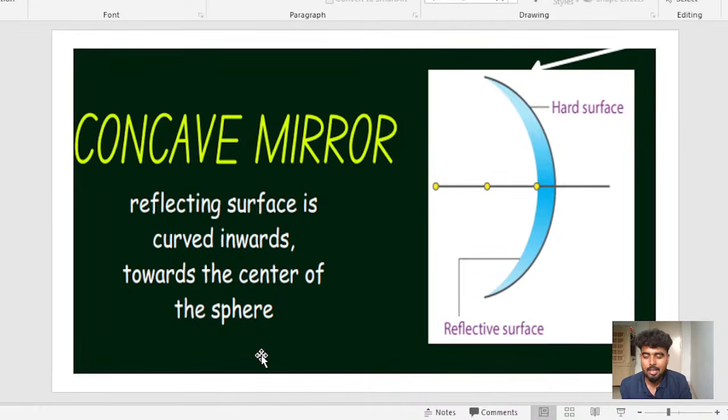spherical mirrors. Can you please say whether everything is okay within the plane mirror?